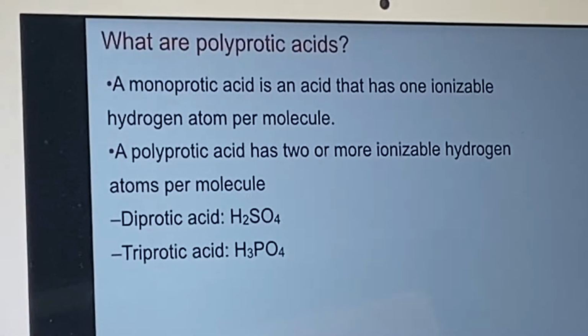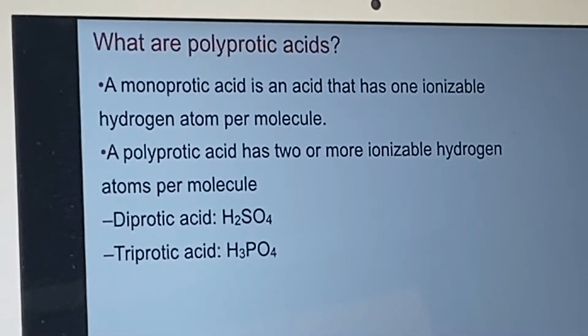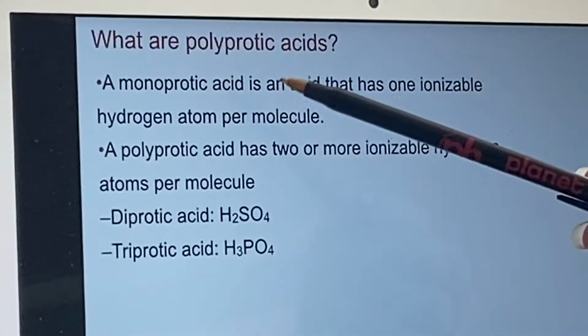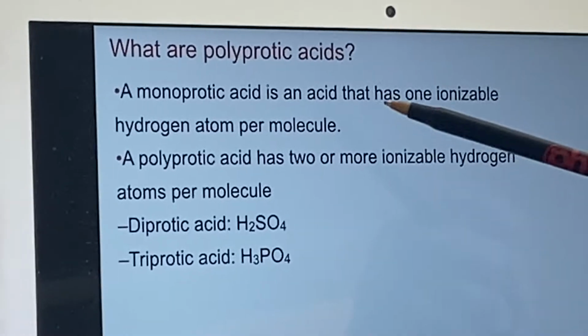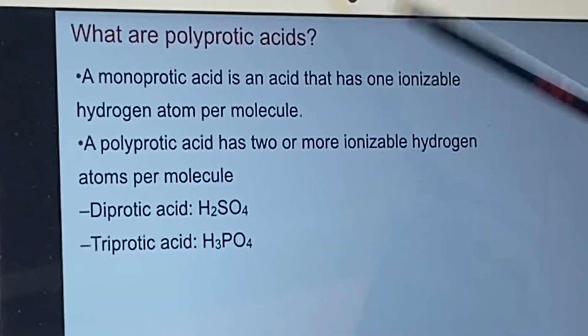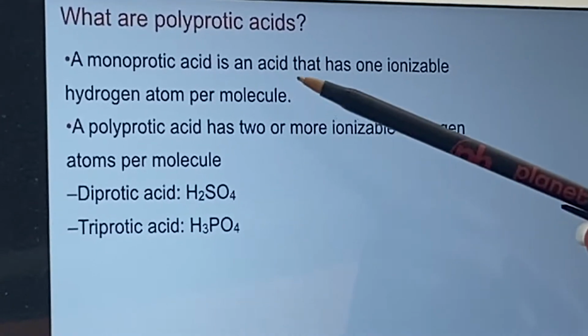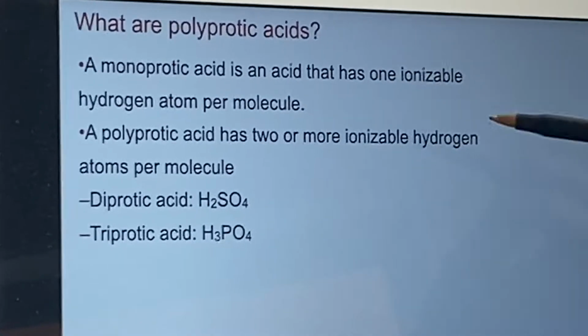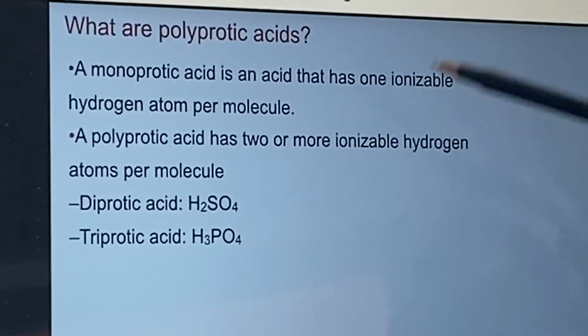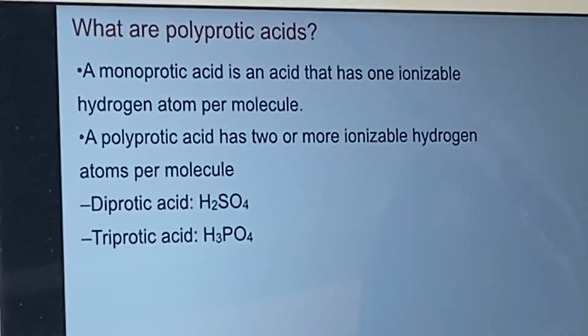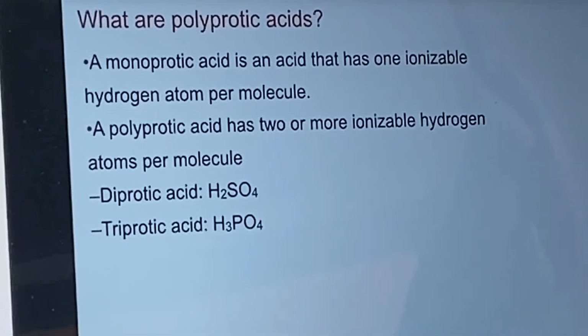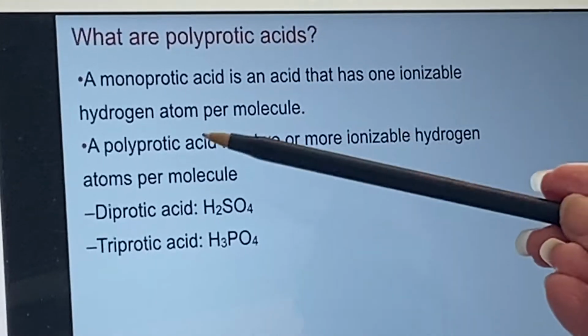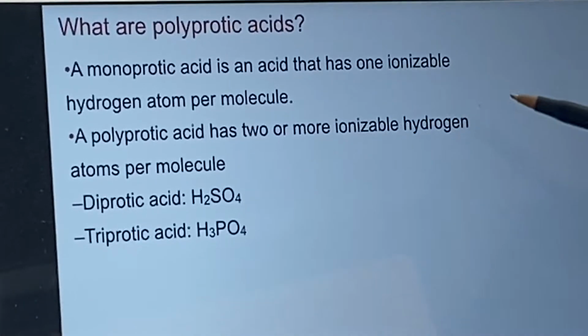There is such a thing as a polyprotic acid. Most of the acids that we study are monoprotic acids. They will only release one hydrogen ion. So they have within them only one that is likely to get away. Monoprotic, because it's a proton that's getting away. A polyprotic would have two or more.